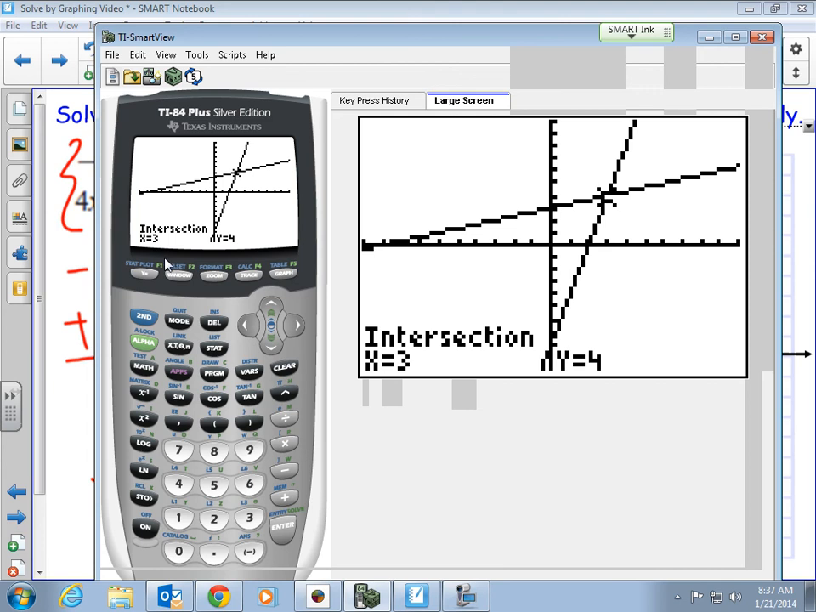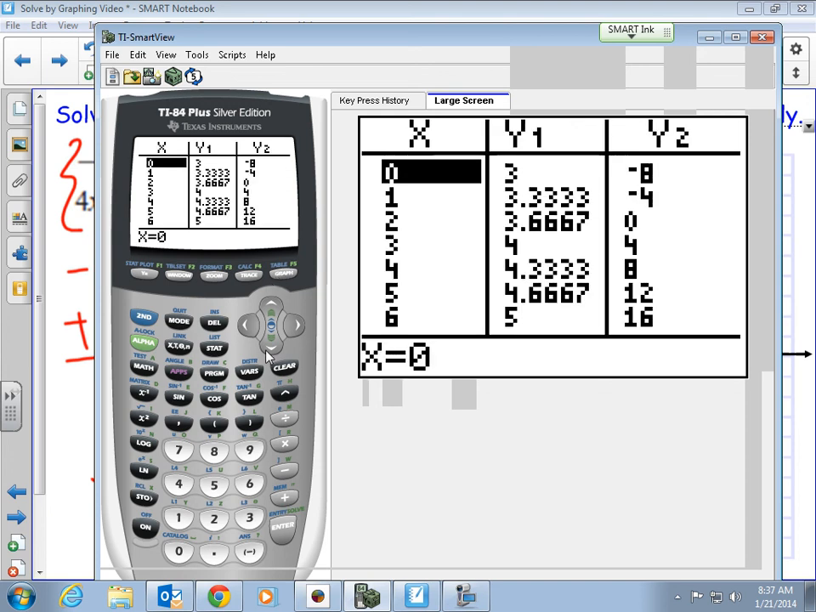Press enter, and now you can see the ordered pair is given to you: (3, 4). Now I want to show you one other place you could also get this information. If I pull up a table, so table's here in blue, I'm going to press second graph to get my table.